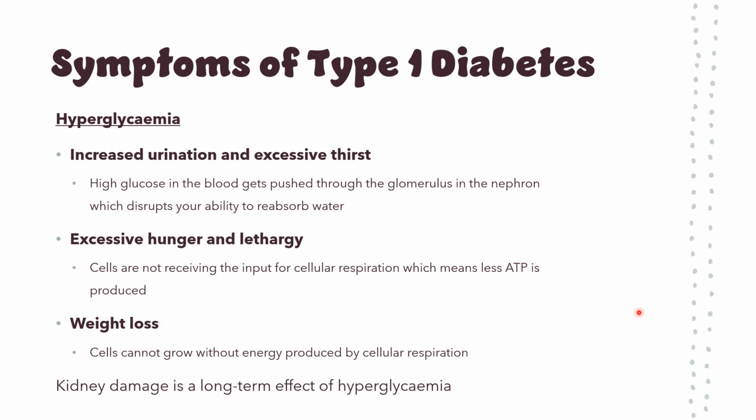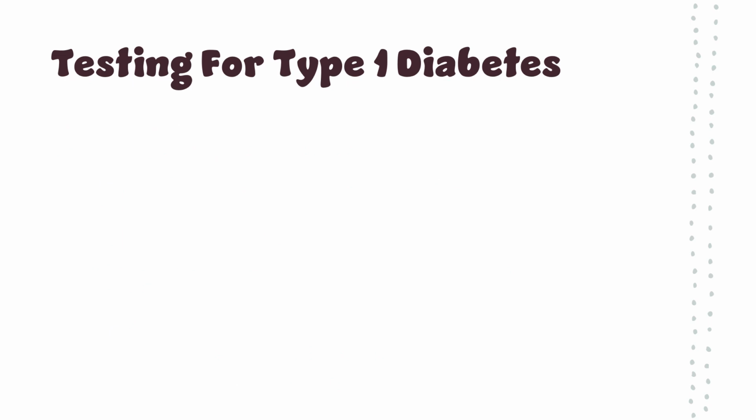Kidney damage can also be a long-term effect of hypoglycemia. So if we think back to this point up here, your kidneys are filtering your blood, and if there's high levels of glucose in your blood and that's getting pushed through the glomerulus into the nephron, it's going to damage the nephrons, and therefore you're going to end up with kidney damage if this goes untreated for a very long time.